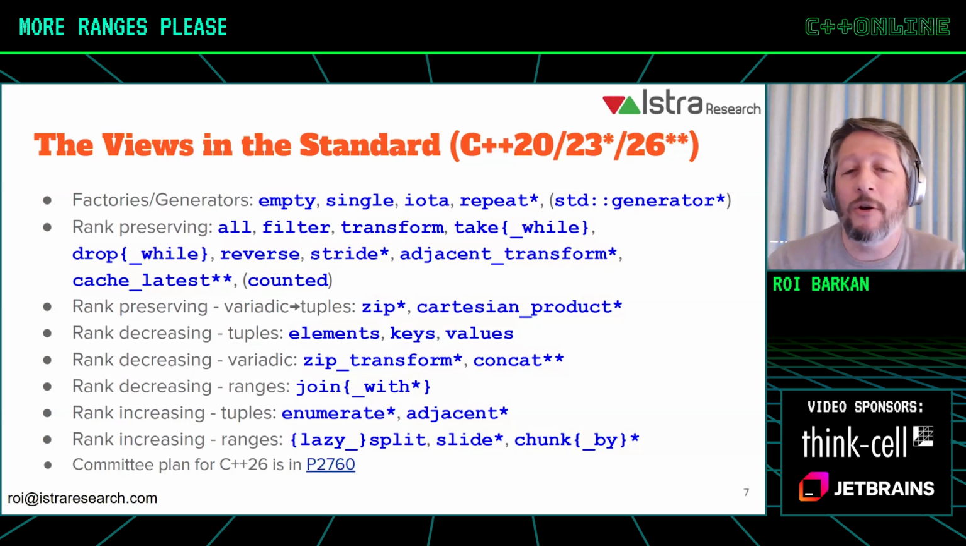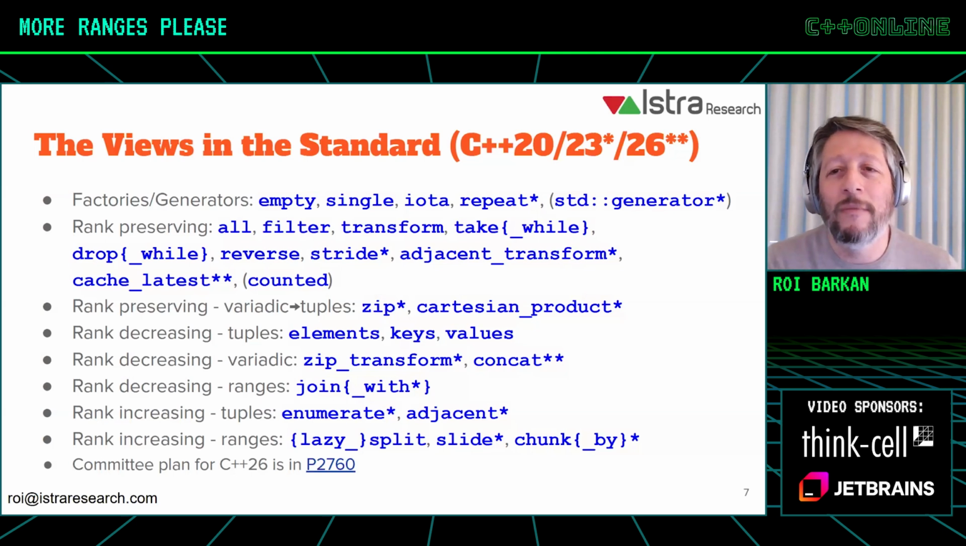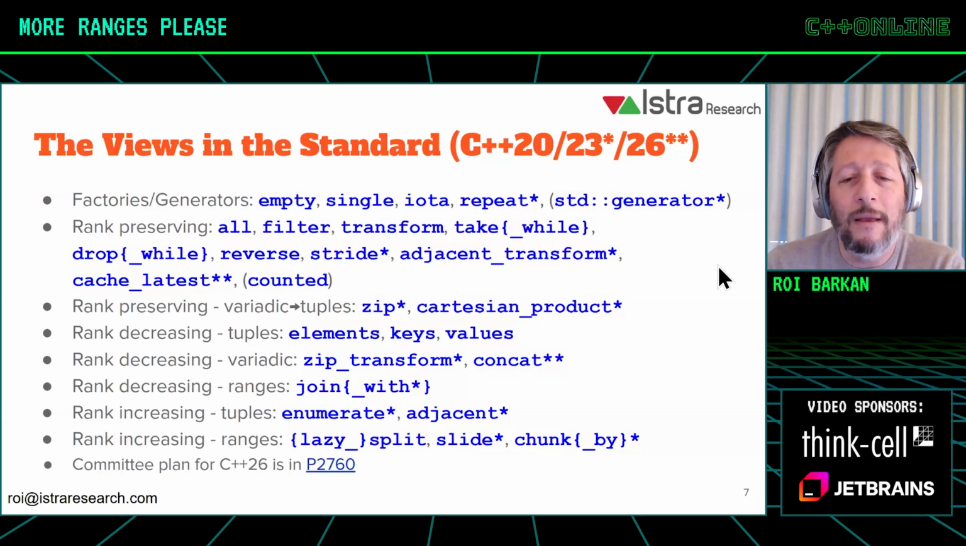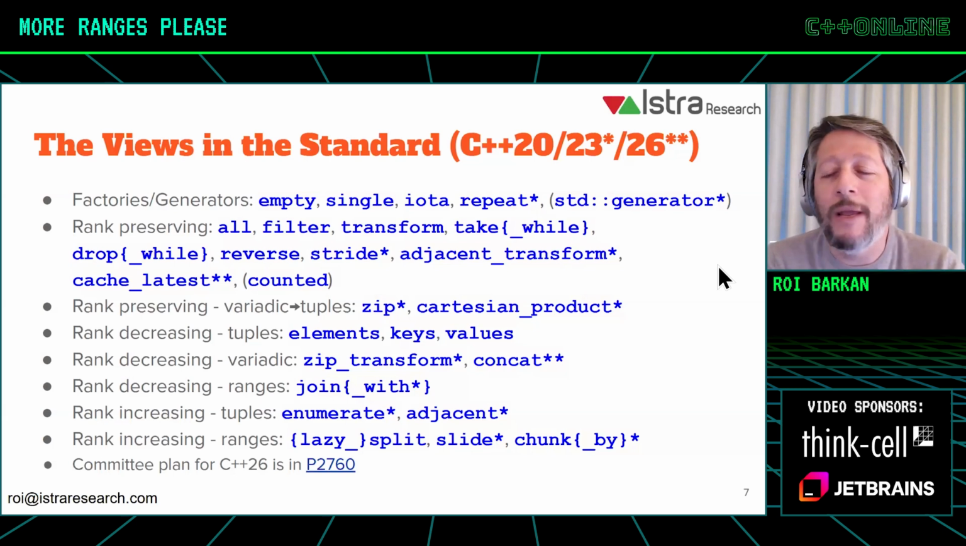In this list here, I mentioned all the important ones, in my opinion, coming in from C++20 through C++26. Everything has already been voted in. And we'll try to go over them one by one so you get a feel of what they are. In order to try to make sense of all of it, I try to break them into different categories based on the ranks of their inputs and outputs.